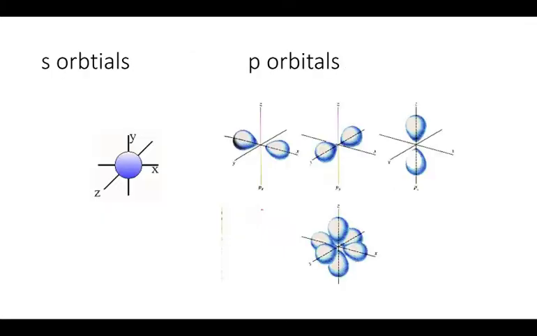Alright, so here's the shapes for S orbitals. Like I said, S orbitals are always spherical. We can have 2 electrons in here, right?